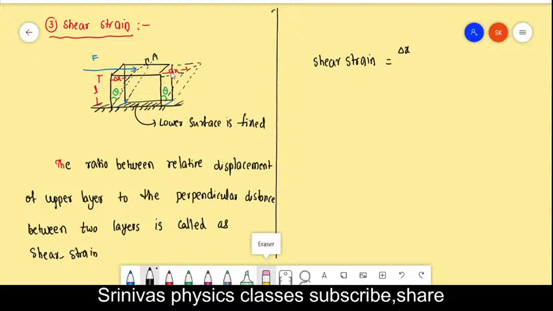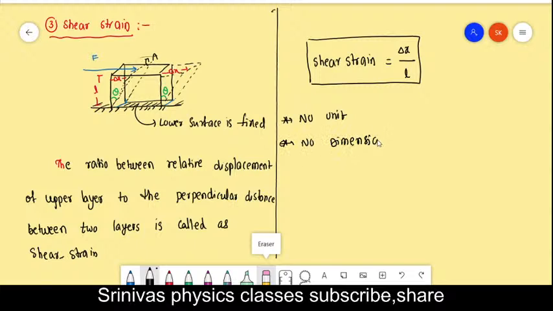Due to this, the upper surface is displaced, but the lower surface does not move because it is fixed. Comparing with the lower layer, the upper layer is displaced by some distance, that is called the relative displacement, delta x. The perpendicular distance between the two layers is L, so delta x by L is the formula for the shear strain. It also has no unit and no dimensions.